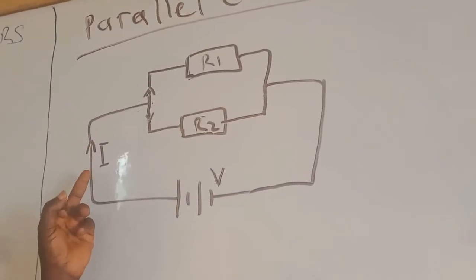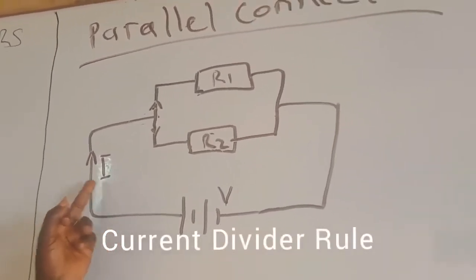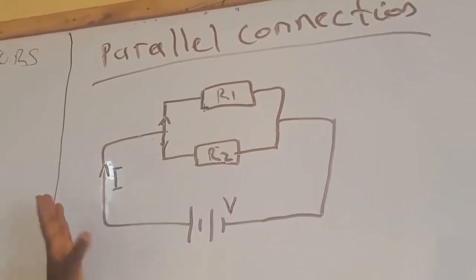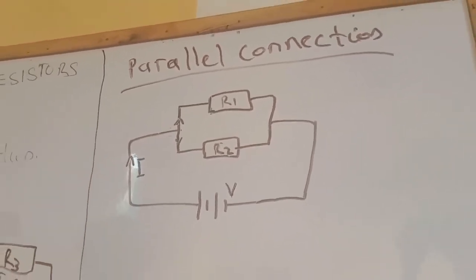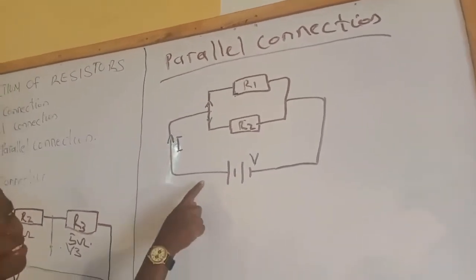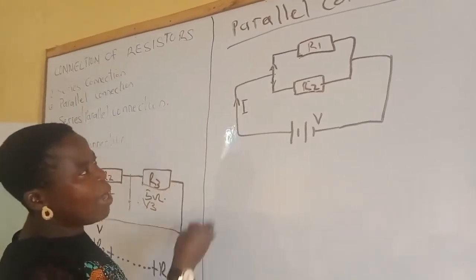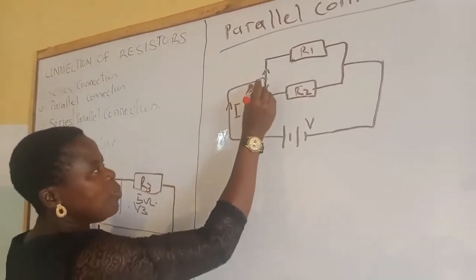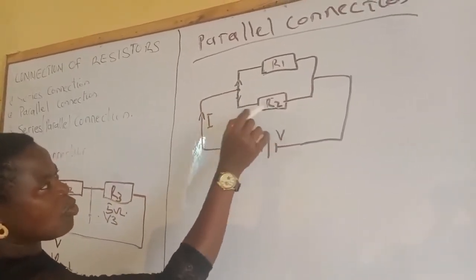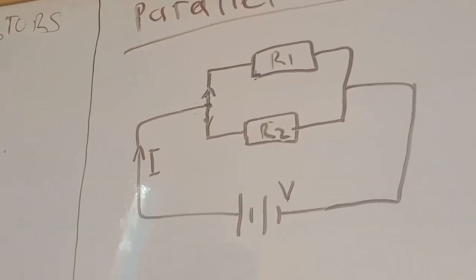But in this case, we apply the current divider rule. In the other one, which was the series resistors, the voltage was divided. But in this case, the current divider rule is applied in the parallel connection. As you can see, I flows this way. Look at that arrow. And when it gets to this junction, it will be divided. Some current flows to here. Some current also flows through the second resistor.